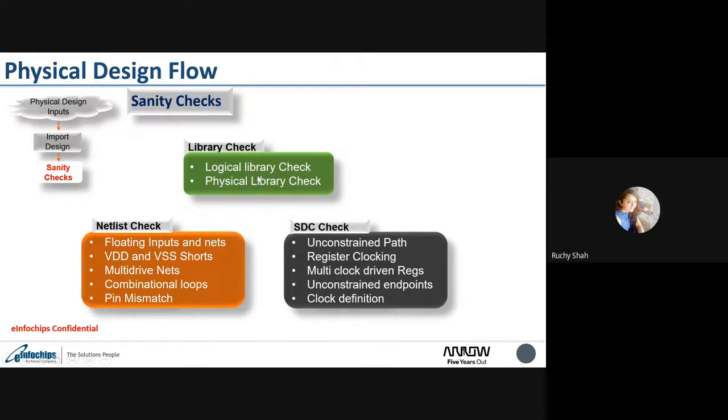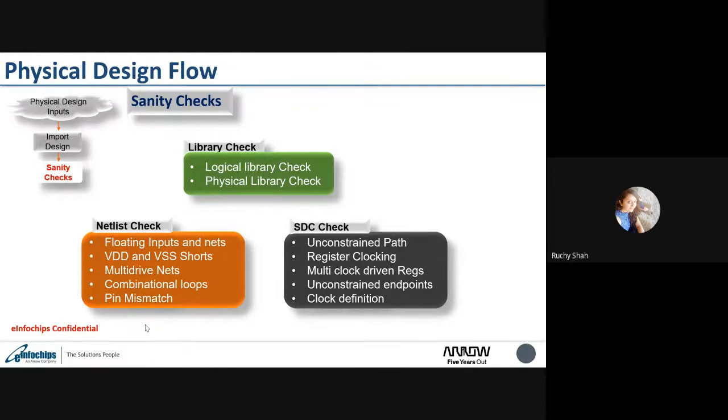Otherwise, we cannot get whatever delay that cell offers, where its pins will be located, or what its area will be. That information will be missing. So it should be present in the library. Then coming to the netlist check, we check the quality of the netlist we are using, where the major checks are floating inputs and nets. We check VDD and VSS faults, multi-driven nets, combinational loops, and pin mismatch. These checks we must do before starting the physical design.